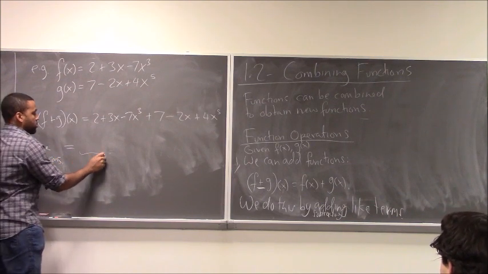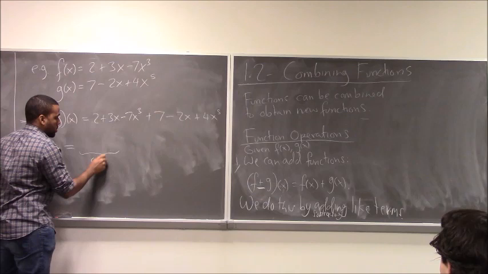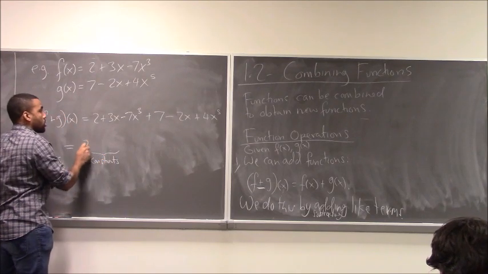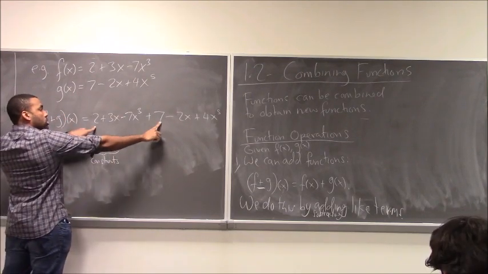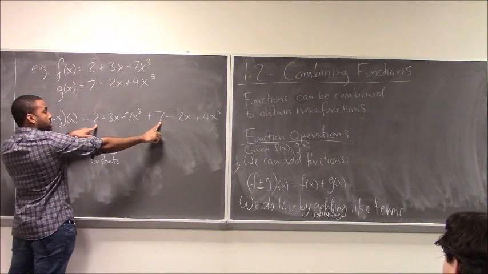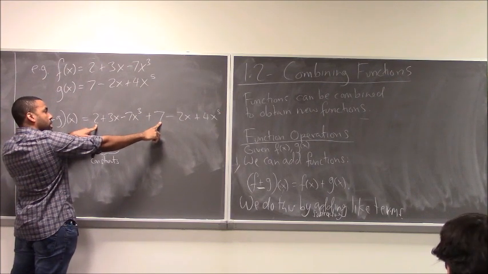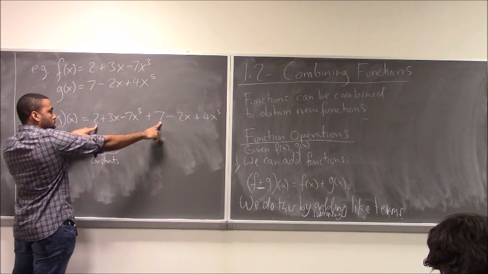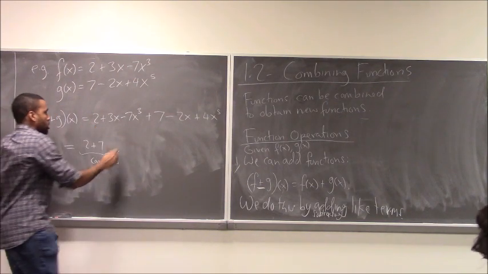So you can have constants that you're going to add together, the 2 and the 7. These are guys that do not have any variables on them. They're just numbers on the number line. Those are considered like terms because they look the same except for the coefficients.